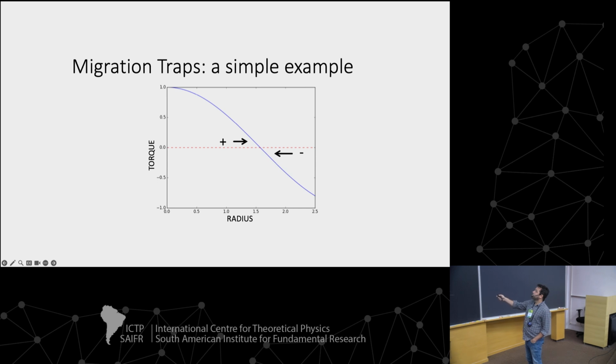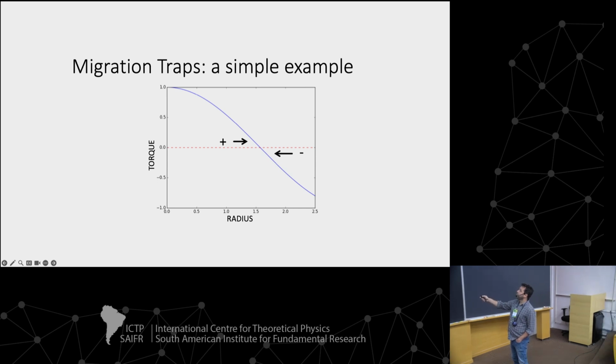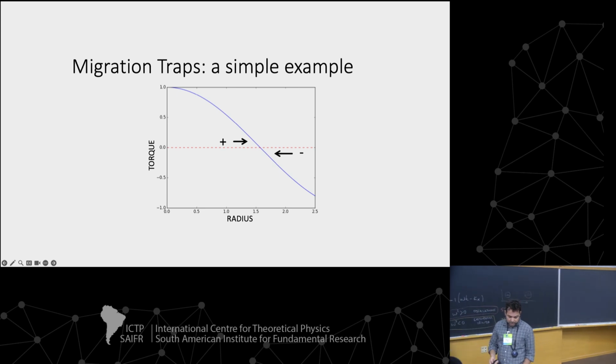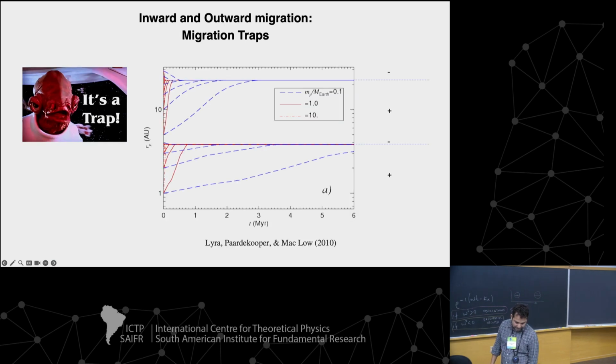But then on the outer part, you have a negative torque, so the planet will be migrating inwards. So it will be trapped in this region here where the torque is 0. So a migration trap is a region of 0 torque with a positive torque inwards and a negative torque outwards, so that from both sides, you're pulling it towards a region of 0 torque. We call these migration traps.